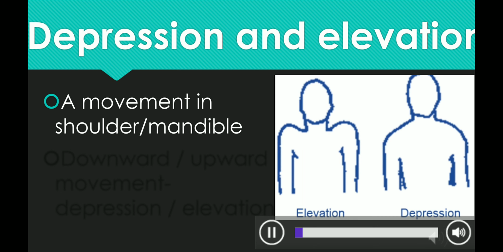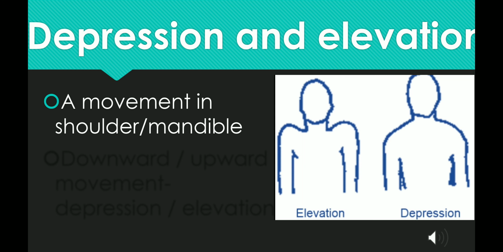Now we will discuss depression and elevation. It occurs in both the shoulder joint and also in the mandible. Now we will discuss the mandible. Elevation in the mandible is the upward movement of the lower jaw, and depression of the mandible is the opening of the mouth, or the downward movement of the lower jaw. So elevation is the upward movement, and depression is the downward movement.